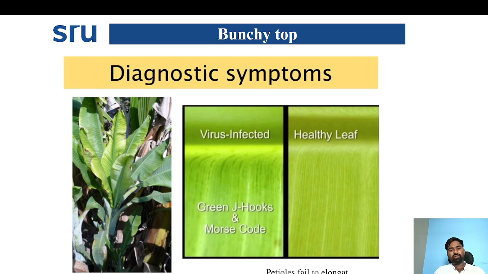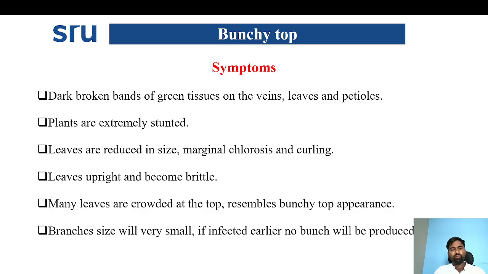So these are the characteristic diagnostic symptoms of banana bunchy top disease. Coming to the symptoms, dark brown broken bands of greenish tissue on the veins, leaves, and petiole region. Plants are extremely stunted, leaves are reduced in size, with marginal chlorosis and curling of the top. Leaves are upright and become brittle.